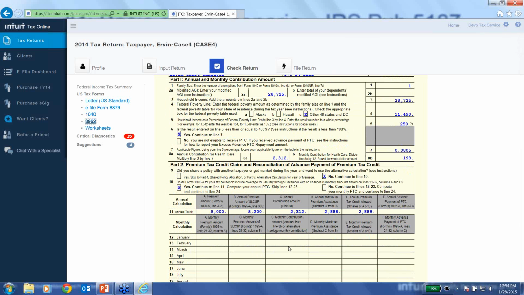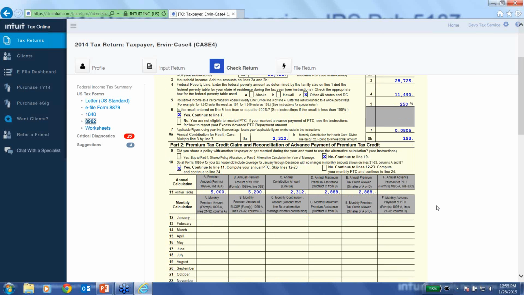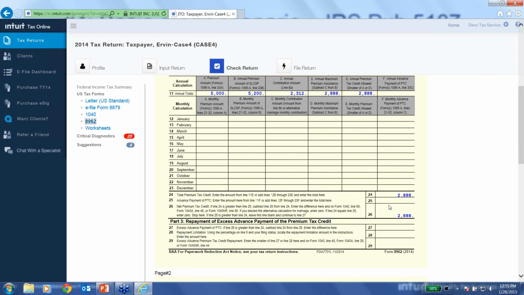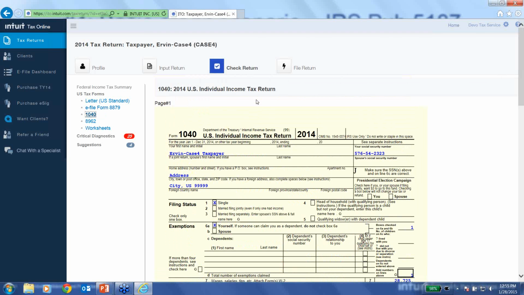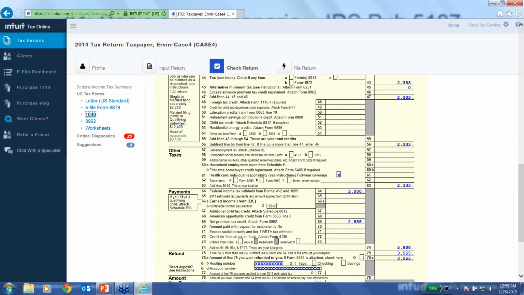Column A, $5,000, that's the premium. Second lowest cost silver plan, $5,200. The annual contribution amount, $2,312. We subtract C from B, and we're left with $2,888. That is less than our premiums in column A, so our annual premium tax credit is $2,888, and we had no advances, so our bottom line net premium tax credit, $2,888. We go out to the 1040, and that number comes in as a payment or a refundable credit on line 69, $2,888.